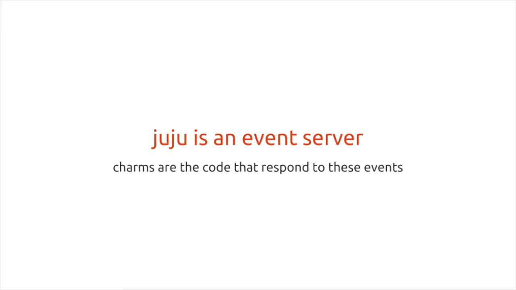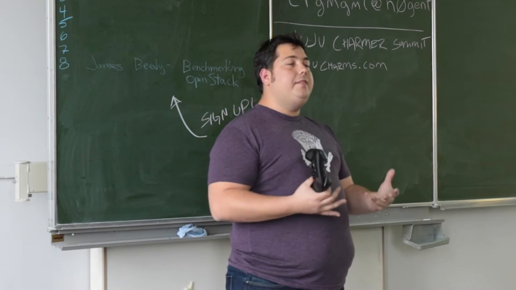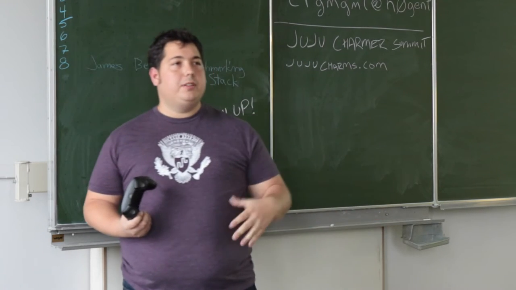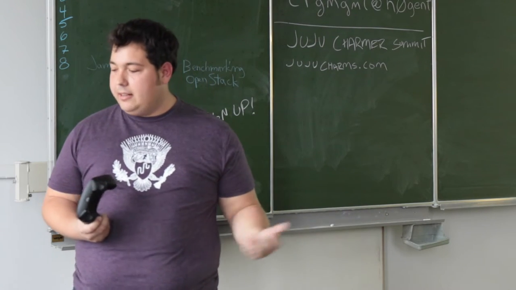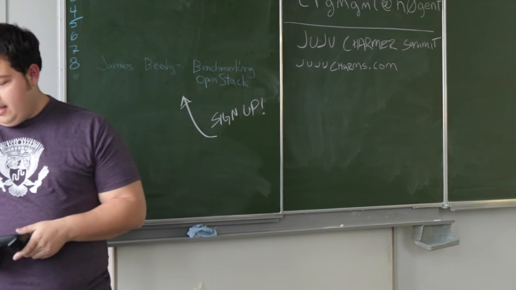And that's how we've been doing things for a while, but now we realize that there's more than just an event, there's also the state of the charm. What is the state of the service that's running? That's this new approach that we've created called reactive and layered, that I'm going to talk a bit about today.